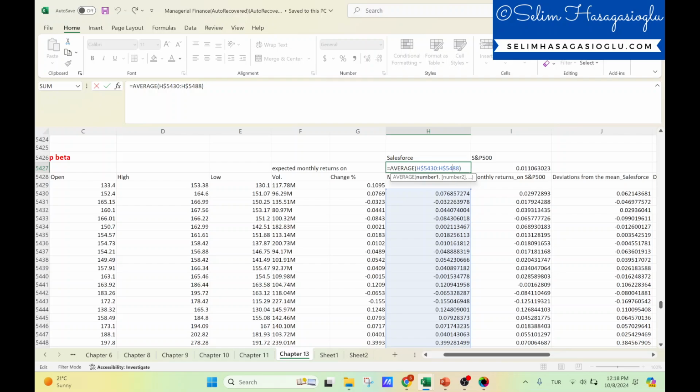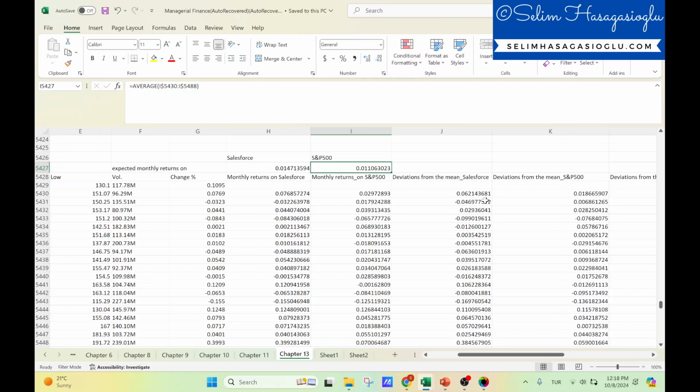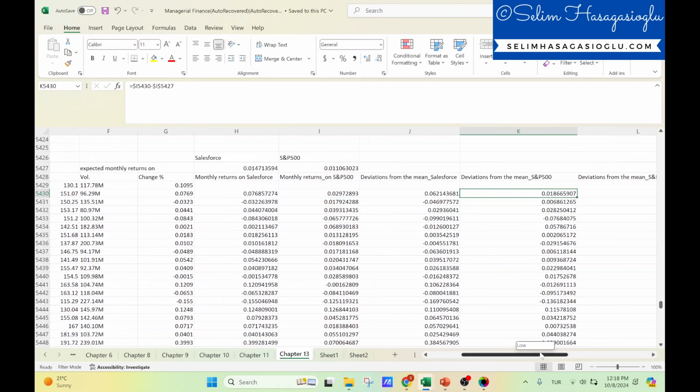We also need to calculate the average of these monthly returns for both Salesforce and the S&P 500. Remember, because we need to calculate the deviations from the mean for each stock or each market portfolio. So here for Salesforce, these were individual measurements minus the average value. This is the deviation from the mean. Do this for all individual measurements in terms of monthly returns, and we will be doing the same for the S&P 500 as well. So monthly returns minus the average value will be the deviations from the mean for the S&P 500.